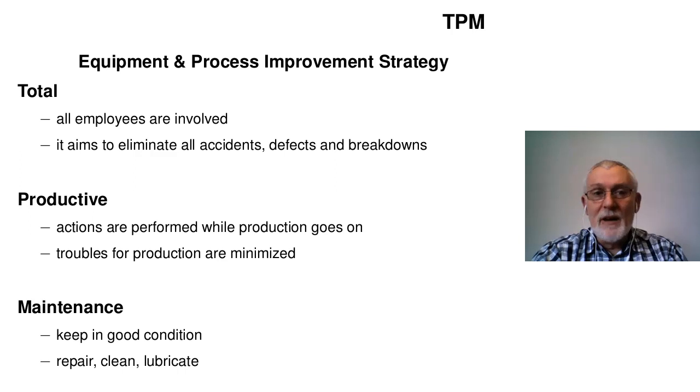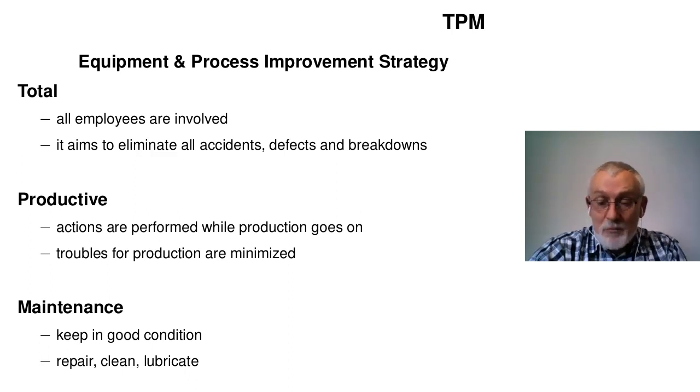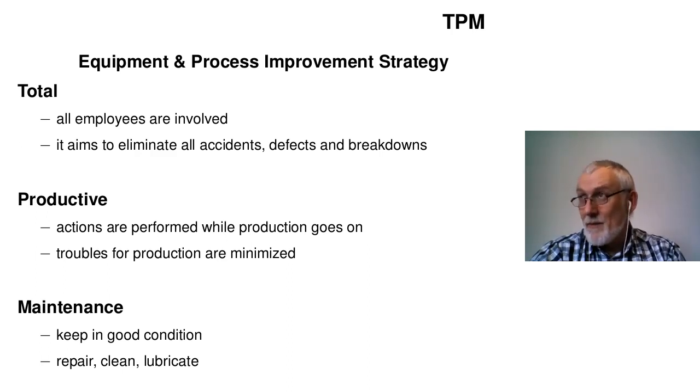So if we look at TPM, it's an equipment and a process improvement strategy first and foremost. And then if we break it out, it's total because it involves all employees and it aims to eliminate accidents, defects, and breakdowns. So it's trying to create a safe, productive, high quality environment. The productive side of it is where actions are performed while the operation goes on. So we're trying to do some parallel work here. In other words, while the machine is running, the operator may give it a quick clean down. We'll be listening for squeaks, noises, rattles, hums, and so on and so forth.